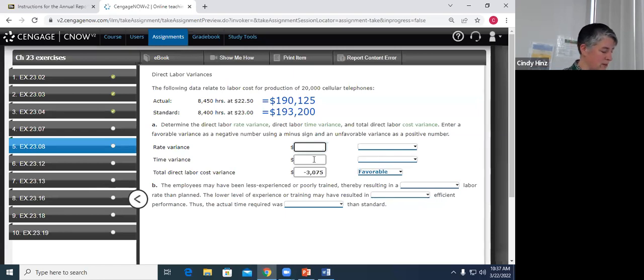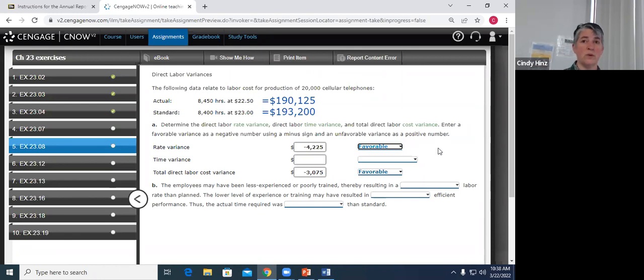Oh, that's our time variance. No, that's our rate, sorry, that's our rate variance. I don't know what I was just thinking. 50 cents an hour was the savings we had. I may have said that backwards, somehow I confused myself. So 50 cents an hour we saved. Favorable variance of 42.25. We saved 50 cents an hour.